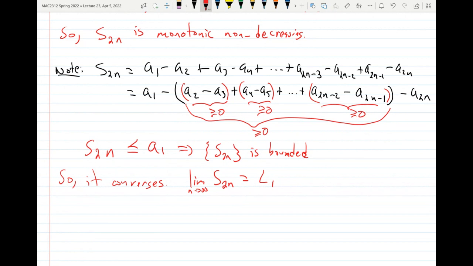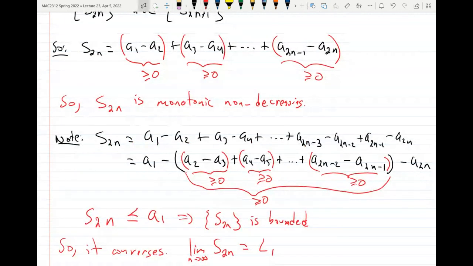I need to play the same game with the other one. Remember, this is half of the sequence that we want. This is the sequence of even terms. Now we're going to do the same thing with the odd terms. The same sort of trick is going to work. Above we said it's monotonic and non-decreasing, and here it is decreasing because we're subtracting positive numbers, right?